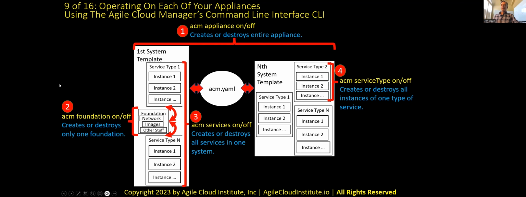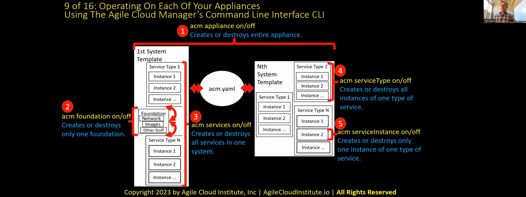And when you want to destroy all of the instances of a particular service type, you simply use the ACM service type off command. And the fifth and final command here is ACM service instance on, which enables you to simply create a new instance of a particular type of service in a particular system, or to destroy a particular instance of a particular type of service in a particular system.